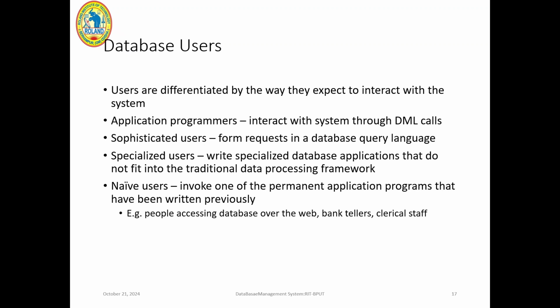Then, who are the database users? Users are differentiated by the way they expect to interact with the system. For example, one is the application programmer. Application programmers interact with the database management system through DML, data manipulation language. Then sophisticated users form requests in a database query language. Then specialized users write specialized database applications that don't fit into the traditional data processing framework. Then naive users invoke one of the permanent application programs that have been written previously. They are the naive users.